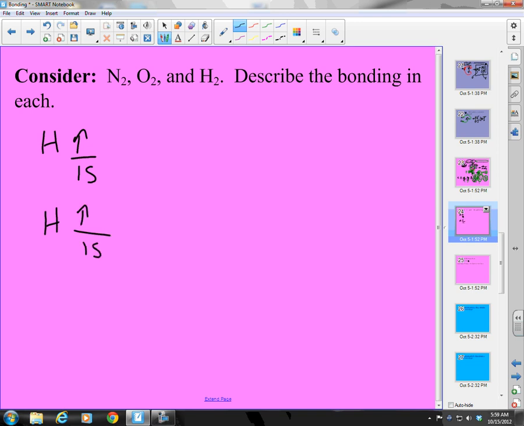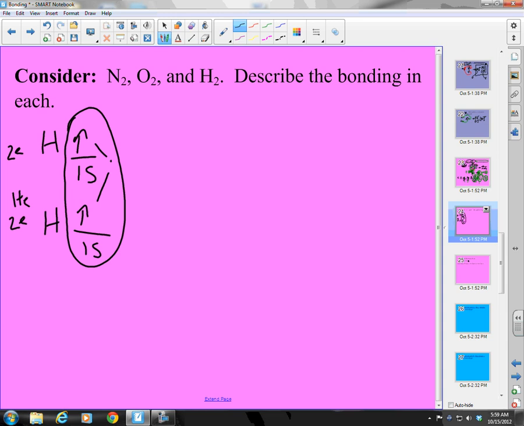Good. So what's going to happen? These 2 orbitals are going to overlap, and each of the hydrogens will now see 2 electrons. This feels 2 electrons, this feels 2 electrons, meaning they both have helium electron configurations, and this would be 1 bond.